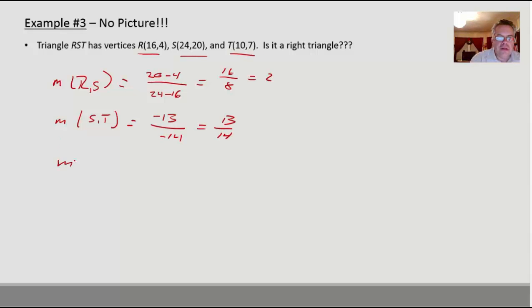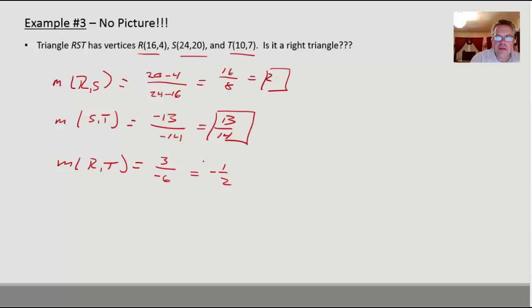And finally, the slope between R and T, the first one and the last one. 7 minus 4 is 3, and 10 minus 16 is negative 6. That's negative 1/2. So these are the slopes of the sides.